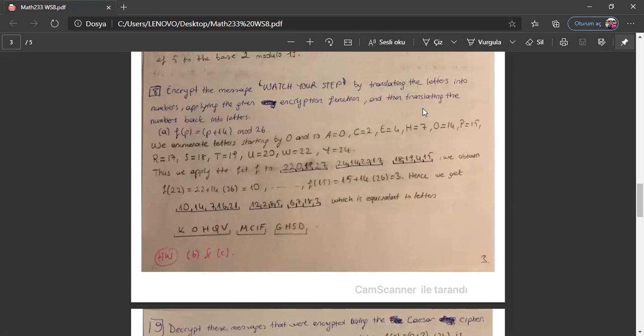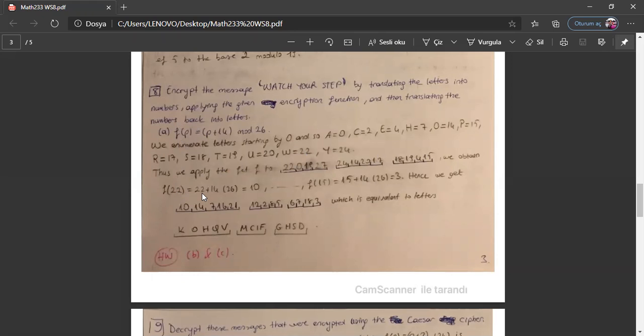And then we will translate the numbers back to letters. So here we have this message. First we will write these letters as numbers, as in here. For example, for W we have 22, for A we have 0, for T we have 19, you write them. So for 22 we apply the function.